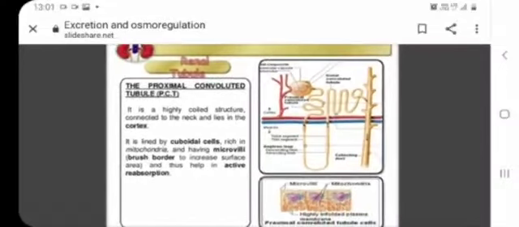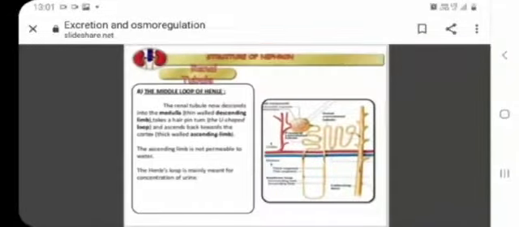The proximal convoluted tubule is a highly coiled structure. It is lined by cuboidal cells. They are rich in mitochondria and have microvilli or brush border to increase the surface area and thus help in the active reabsorption. The Henle's tube descends into the medulla.